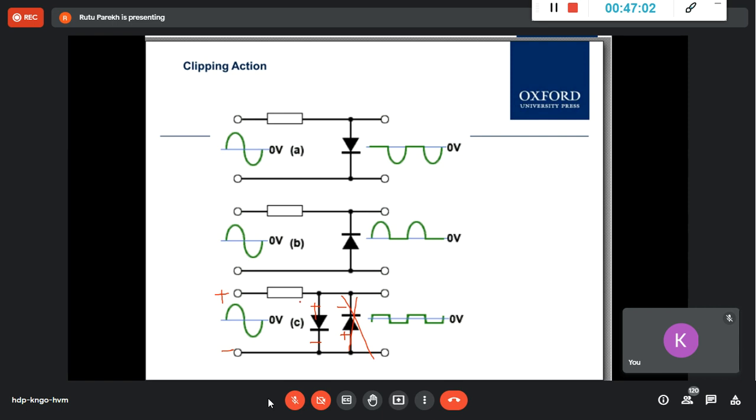For the positive half, this will be forward bias, let's say this is D1. So D1 will be forward bias for the positive half, and the voltage drop in an ideal diode is 0. So for the whole half cycle the voltage drop is 0. The input is changing from here to here, but this voltage and this voltage are the same, so the difference is 0. That's why you get 0 for the positive half. When you take a voltage, it is the difference between the two. In an ideal diode, the difference is 0. When it is conducting, the difference between anode and cathode is 0, so your output is 0.